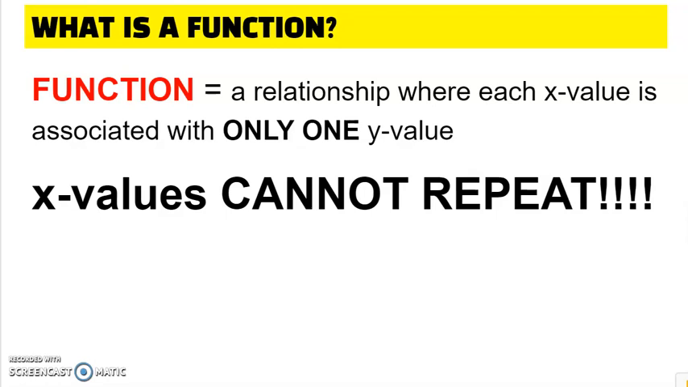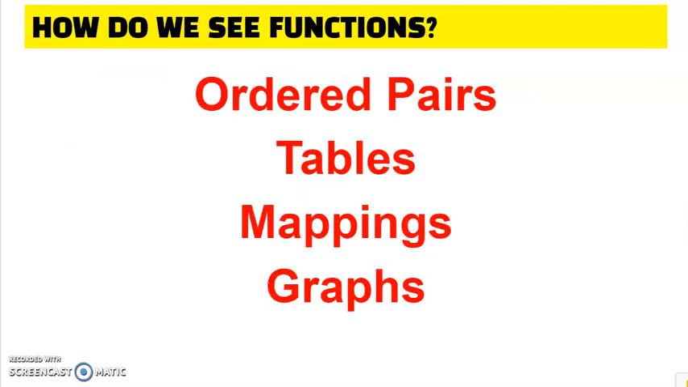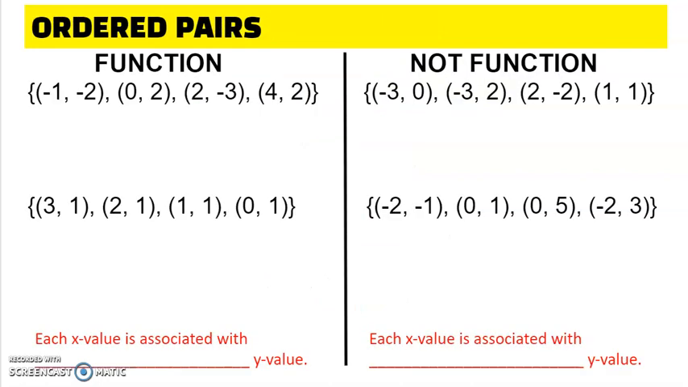So our x values can only be connected to one y value, and we're going to look at what this means. But essentially, what we're doing is x values cannot repeat. That is our key for identifying whether a representation is a function or not. The x values cannot repeat, because if they repeat, that means there's more than one y value associated with it. Okay? We're going to look at ordered pairs, tables, mappings, and graphs. By the end of this lesson, you should know whether it's a function or not by looking at those.